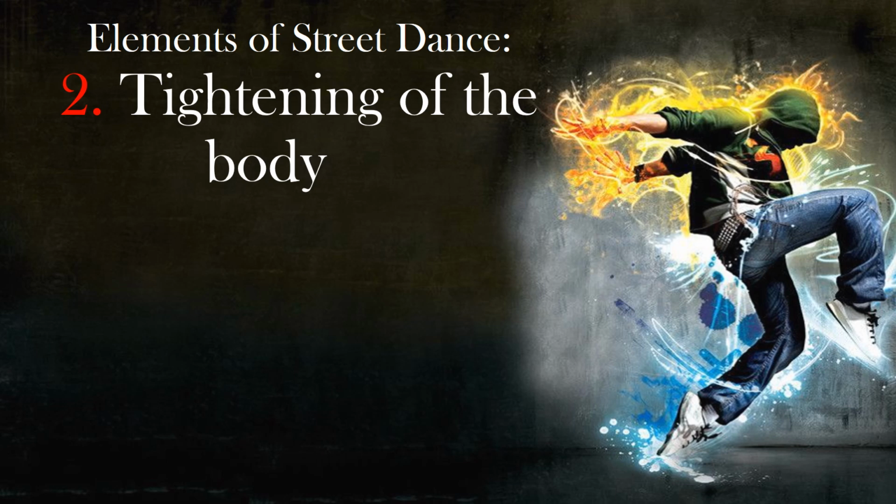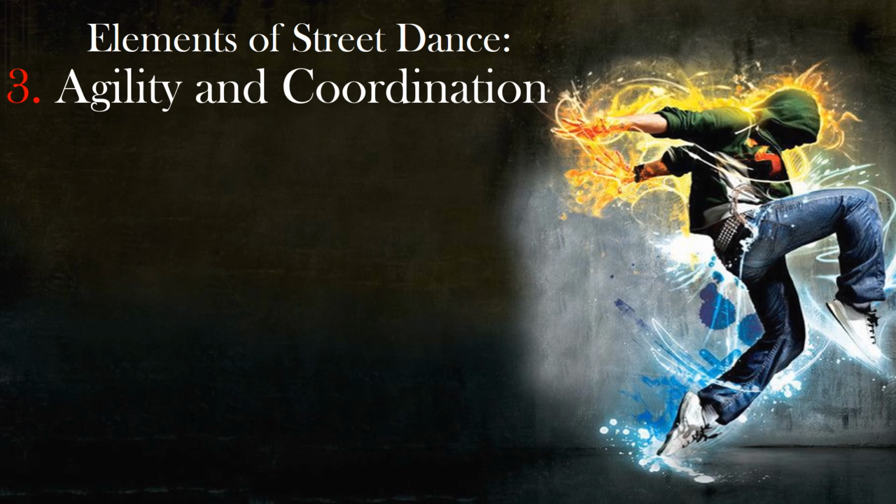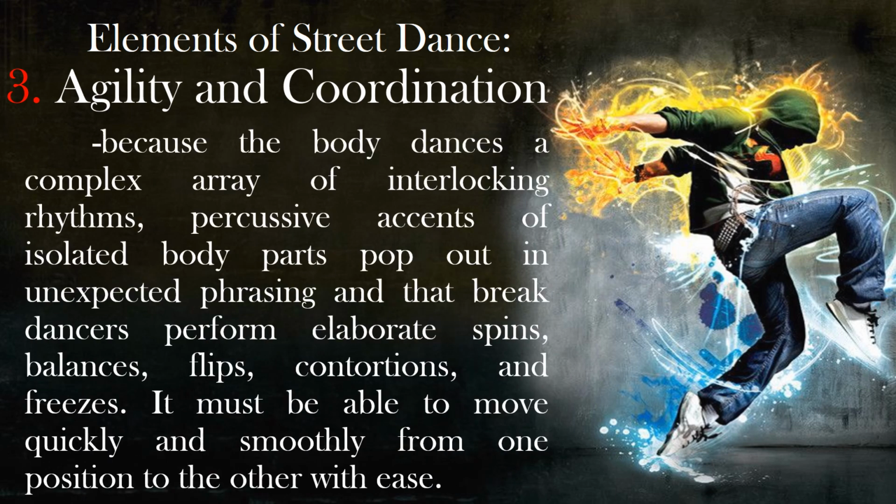The second one is tightening of the body. The body is controlled with firmness and strength to prepare it for explosive and sudden movements. The third one is agility and coordination. Because the body dances a complex array of interlocking rhythms, percussive accents of isolated body parts pop out in unexpected phrasing, and break dancers perform elaborate spins, balances, flips, contortions, and freezes. It must be able to move quickly and smoothly from one position to the other with haste.